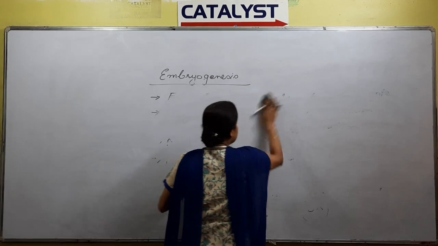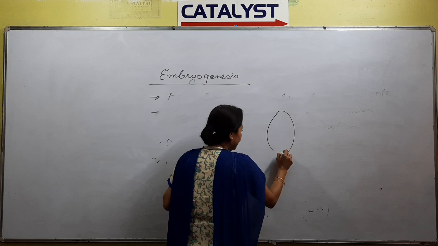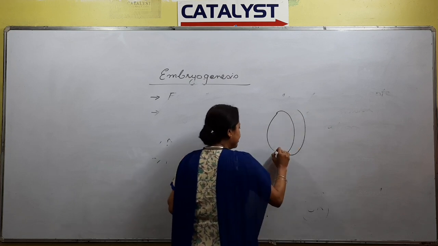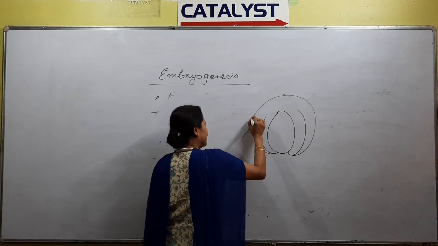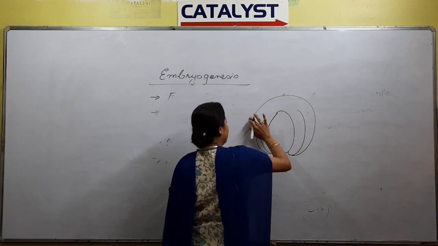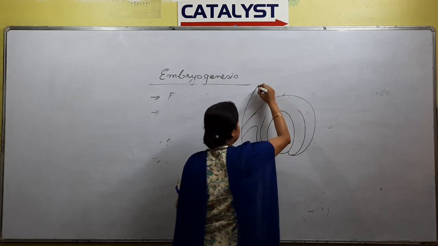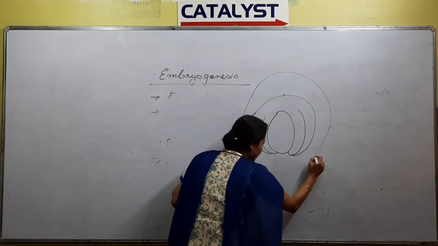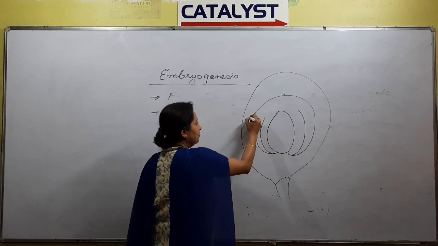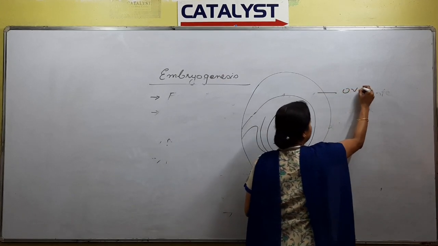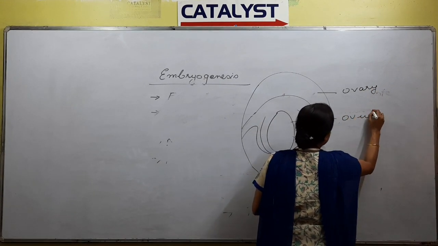Okay, very good. So suppose we are talking about an ovule, right? If suppose this is a rough diagram of a ovule, specific, right? And this is nothing but the ovary, right? So if suppose this is the diagram, this is the ovary, and this is the ovule, right?